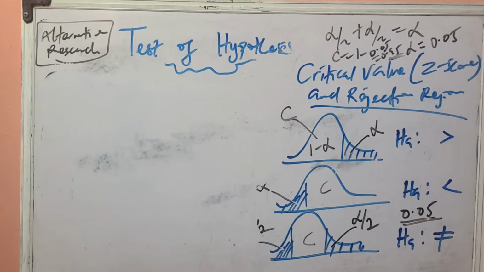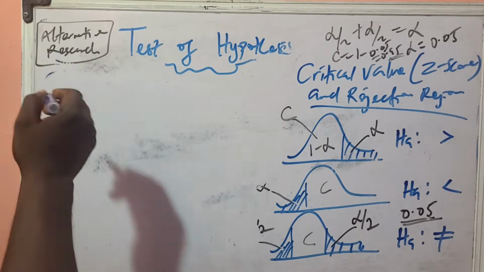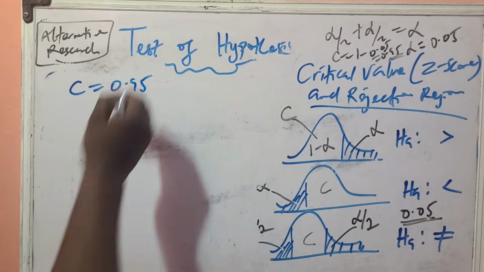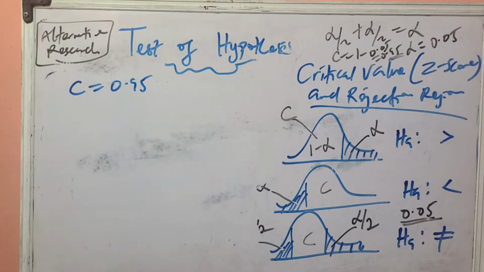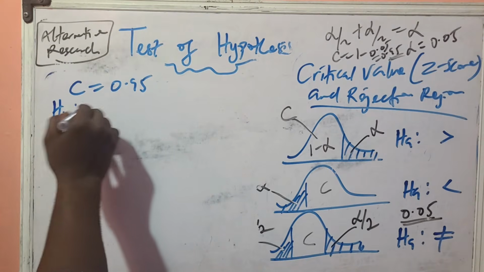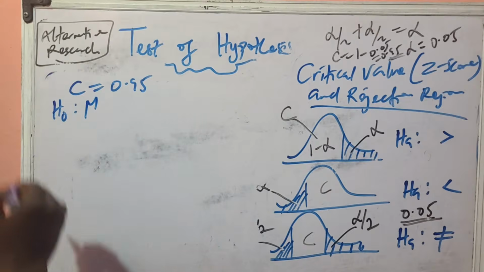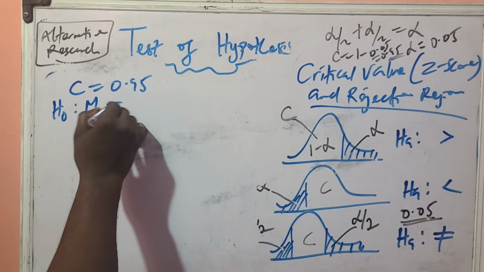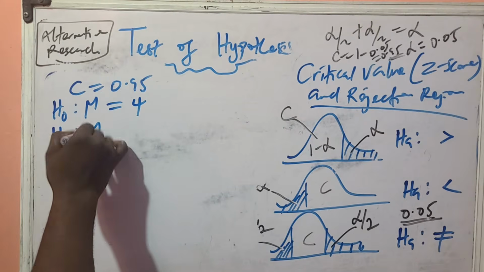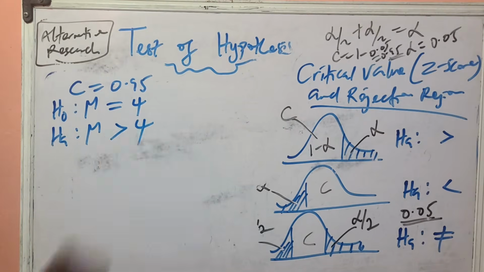Let's try and do something now. So, guys, they told me that I was working with a confidence level of 95%. Let me just draw an example. Let me say H naught was mu equals 4. HA was mu greater than 4.